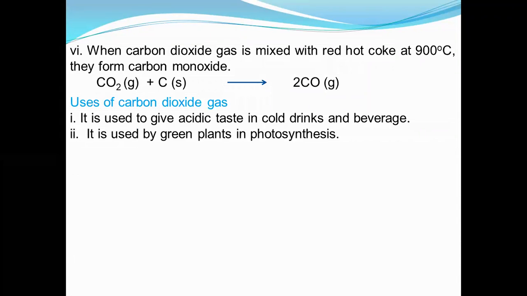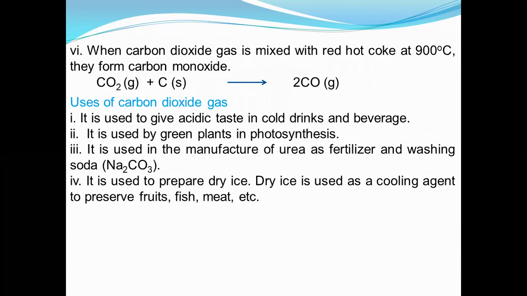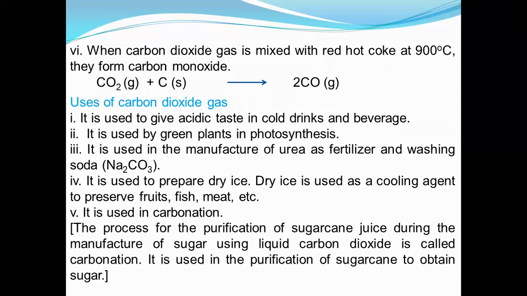It is used by green plants for photosynthesis. It is used to manufacture urea as fertilizer and washing soda; this reaction we learn in next class, that is in ammonia. It is used to prepare dry ice; I have already discussed about dry ice and its use. It is used in carbonation. मा के हुन्छ भने यो चाहिँ सुगर केनबाट जुन हामी सुगर निकाल्छौँ त्यसको प्युरिफिकेसनको लागि यो carbon dioxide gas is used. Okay, so that process of obtaining sugar by purifying sugar cane is called carbonation.